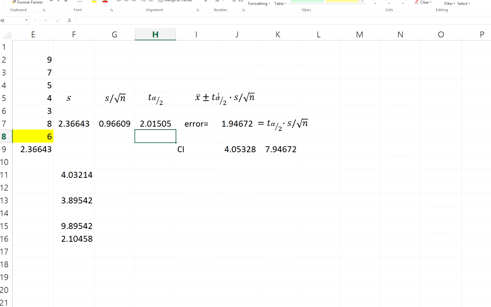Now the error, this part is called error. So I get it by just multiplying this with that, so I got the error. Now it is very simple. Add to the x bar and subtract from the x bar.